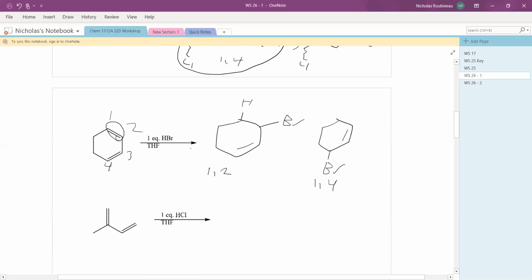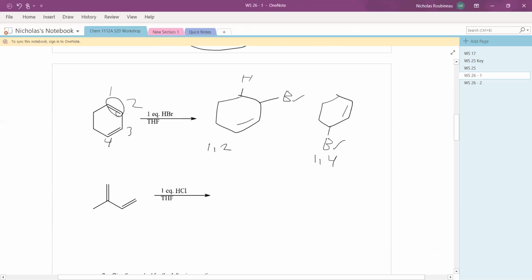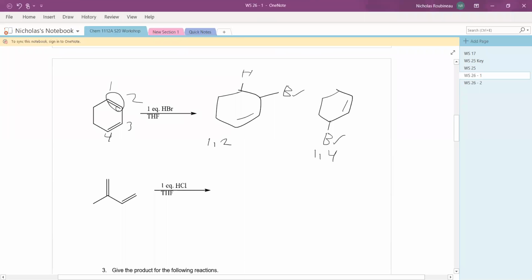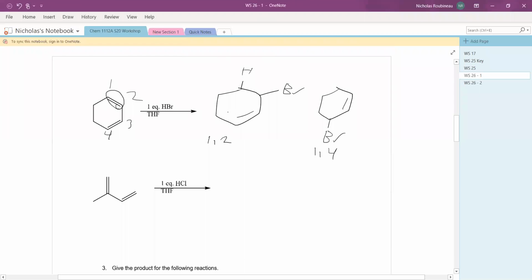So I wouldn't draw those if I was given this question, unless he said to draw every single thing, but he'd probably put something like a methyl group here to distinguish the different positions on the ring, but as it's given, it doesn't really matter.